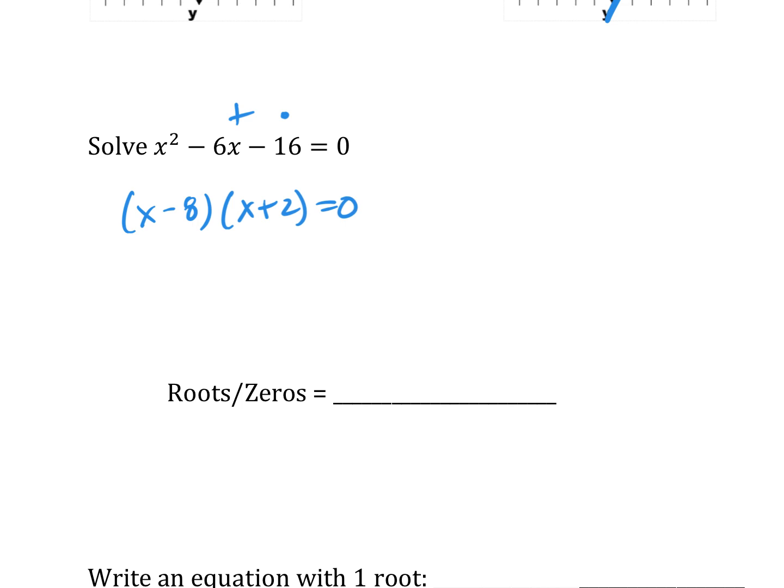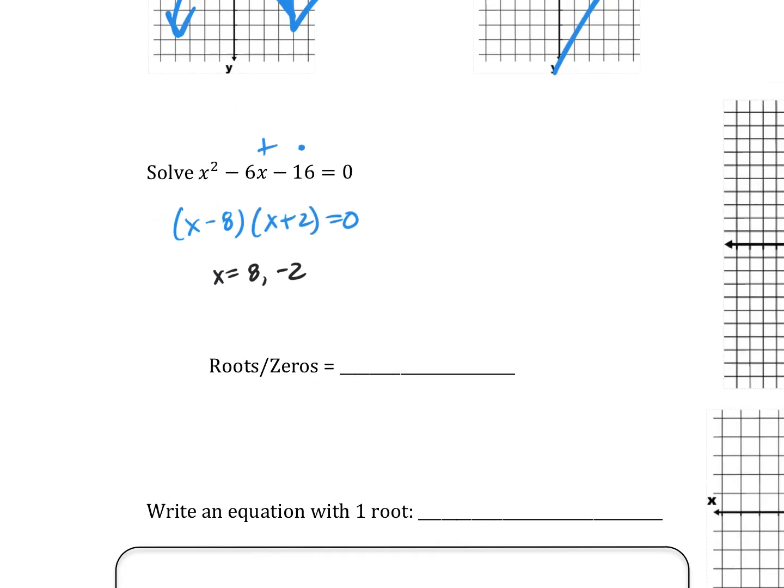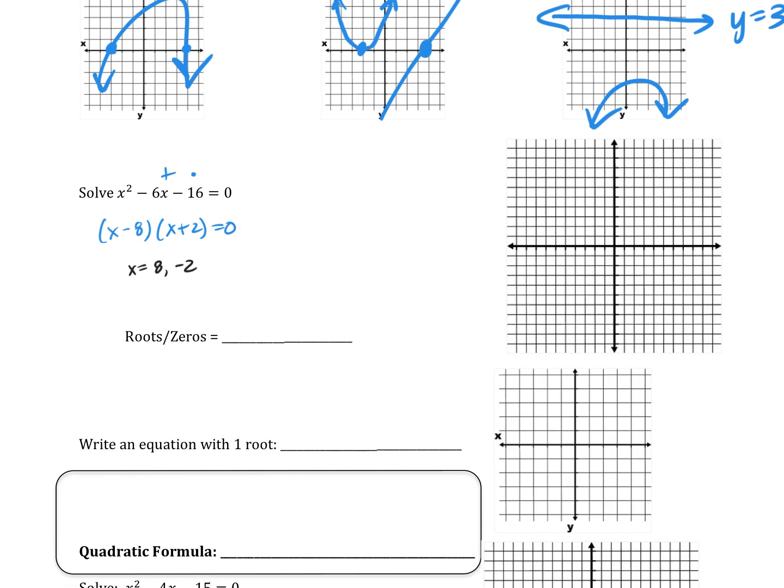So we did this like with the holes and the vertical asymptotes. When does each of these equal 0, would you say? What are our roots or our zeros? X is 8 and negative 2. Awesome. So what that tells us is that our graph crosses the x-axis when x is 8. 1, 2, 3, 4, 5, 6, 7, 8. As well as negative 2.